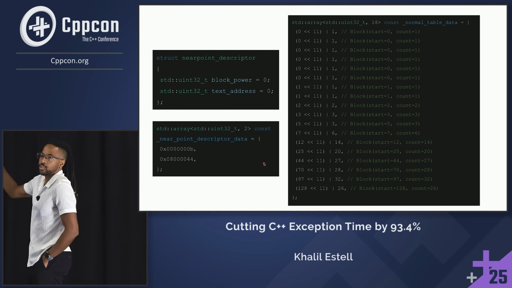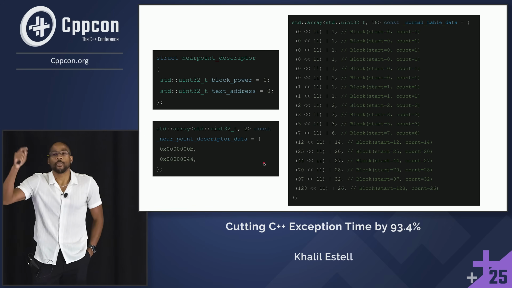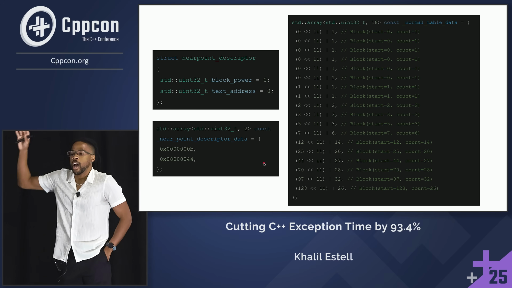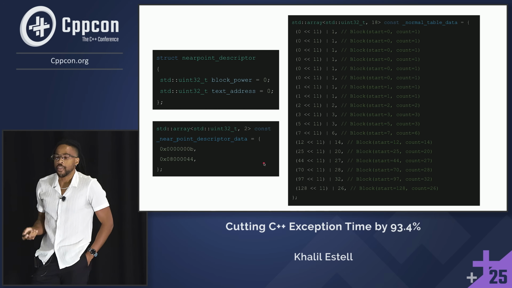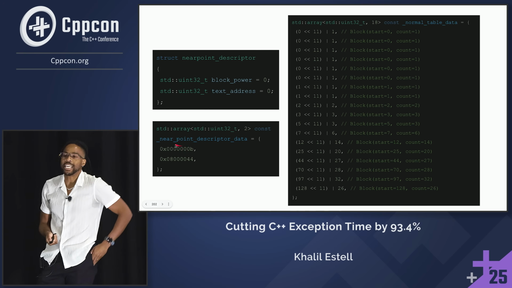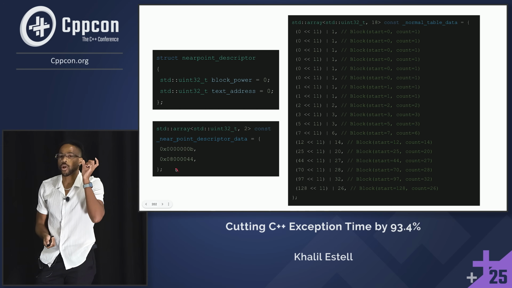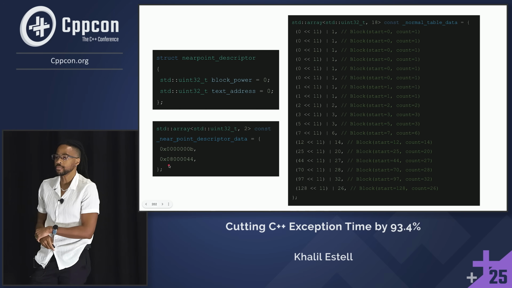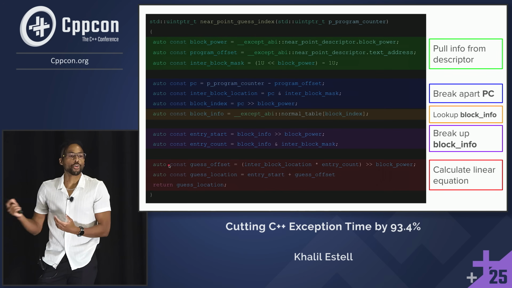Here's some code that shows, I have a script, also in Python. I'm writing it in C++ next. It's been a pain to do it in Python, not gonna lie. Here's what the table looks like, and then here's what my descriptors look like. I need to keep the block power as well as the starting address of where my text section, where my code starts. And here's how the algorithm works.